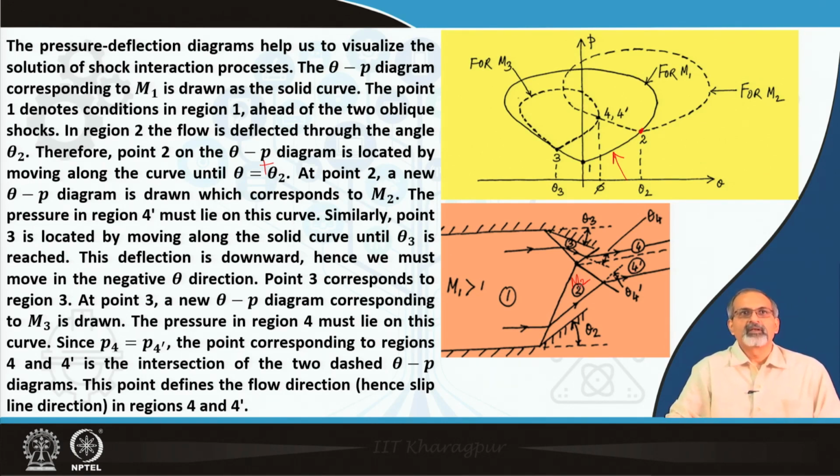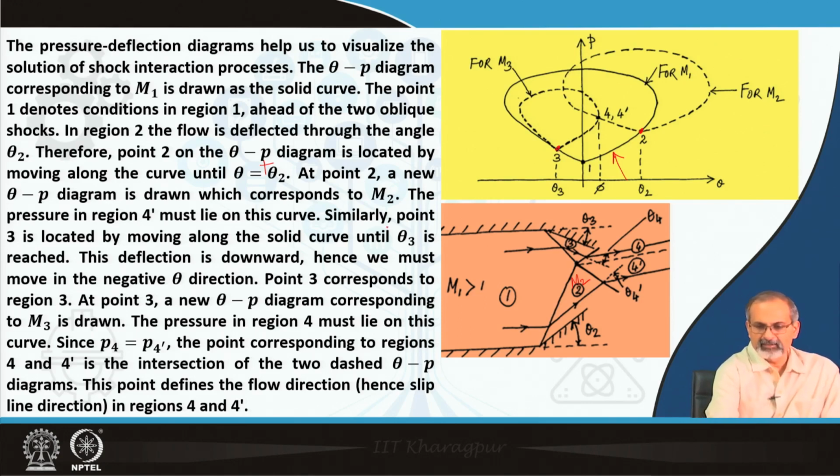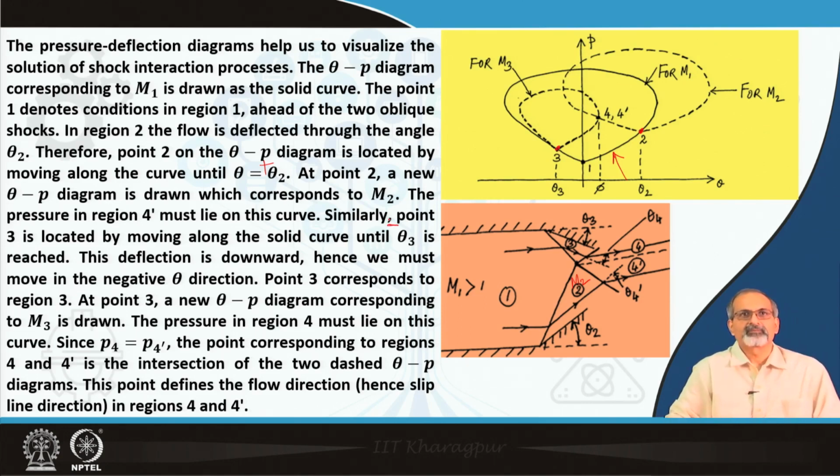The pressure in region 4 dash must lie on this curve. Somewhere on that curve the pressure P4 dash should be available. Similarly, point 3 is located by moving along the solid curve until theta 3 is reached. So, that is here, and that is a negative value. This deflection is downward, hence we must move in the negative theta direction. Point 3 corresponds to region 3. At point 3, a new theta-p diagram corresponding to M3 is drawn. So, that is the one we have over here.